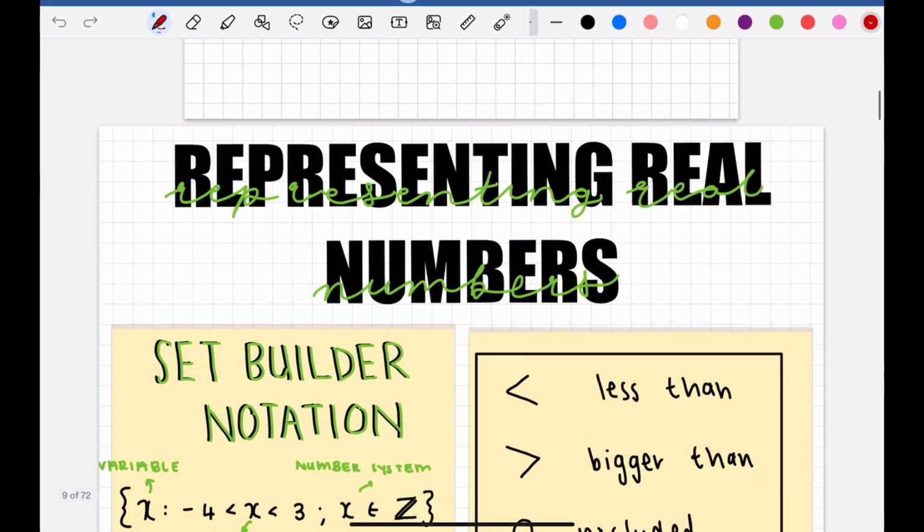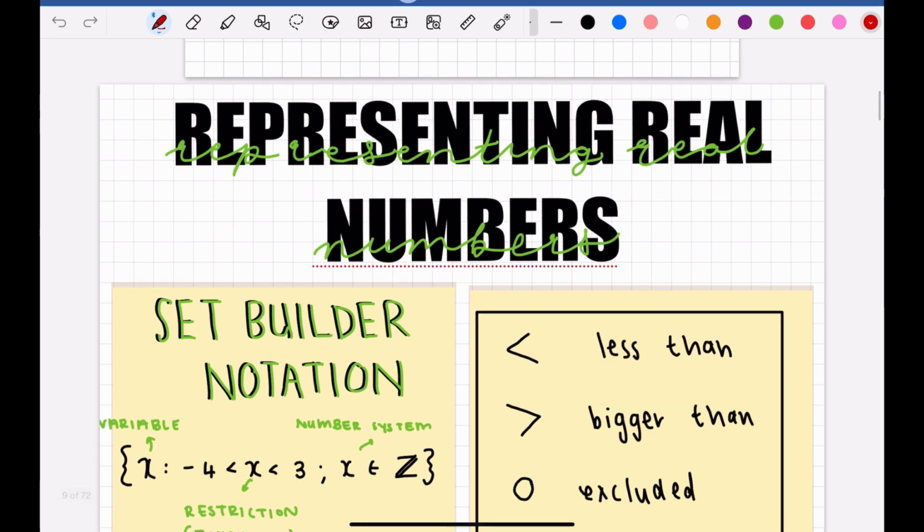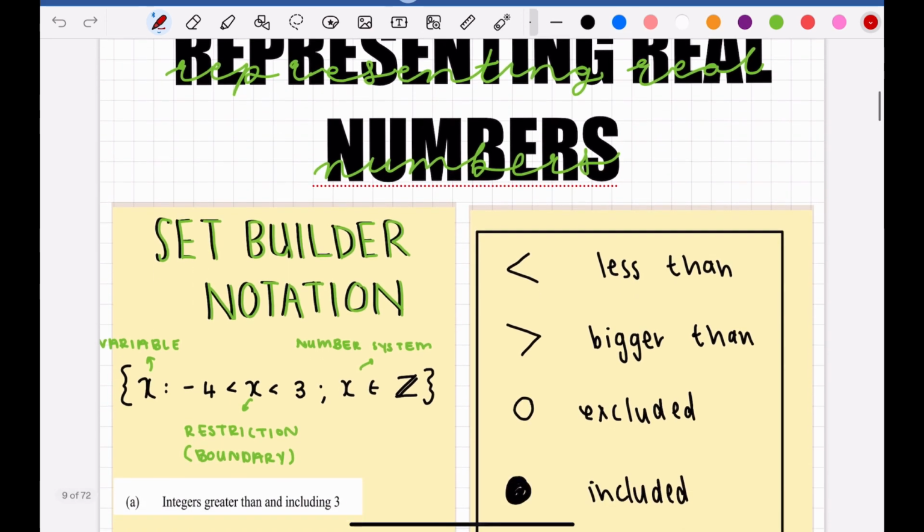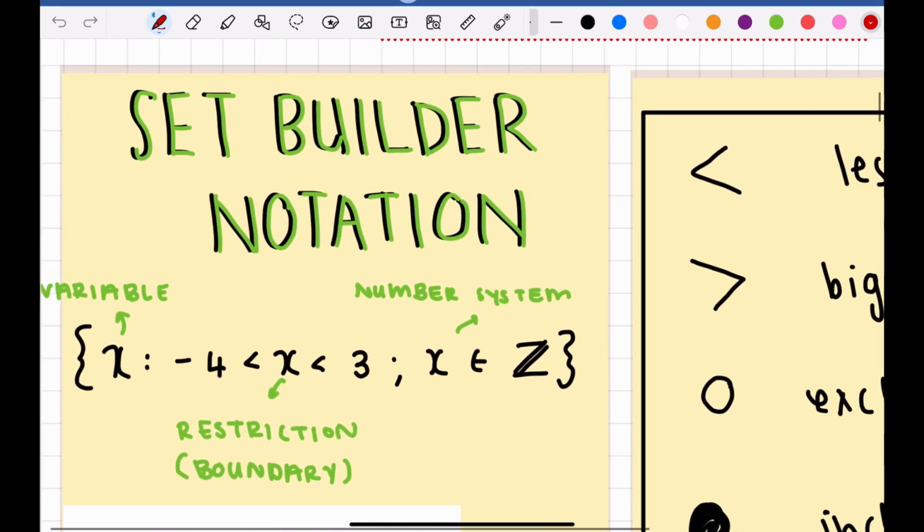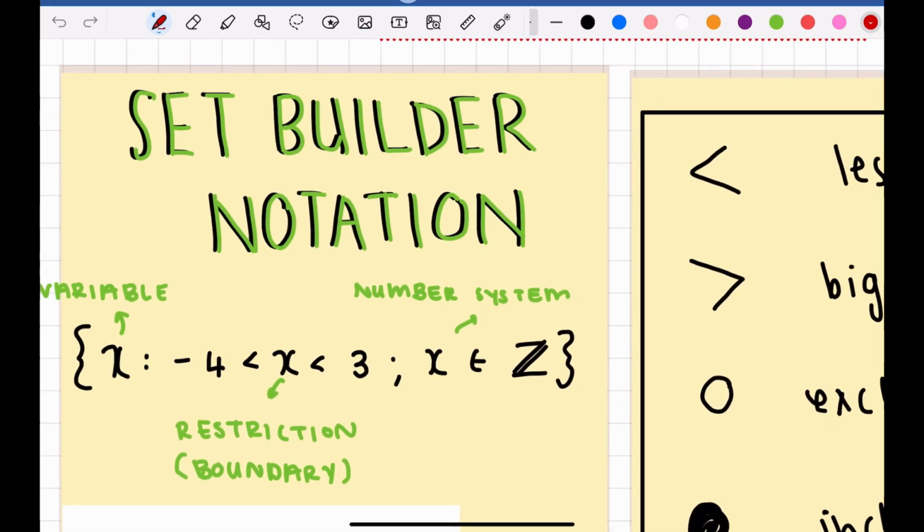So representing real numbers, you've got different ways of doing it. The first one I've got here is set builder notation. So this is what set builder notation looks like. You always start and end with curly brackets. You've got your variable at the start, so for all x such that, where this colon stands for such that, and then you've got your restriction in the middle. So this variable x can only be above -4 and below 3, okay? That's a boundary that you set.